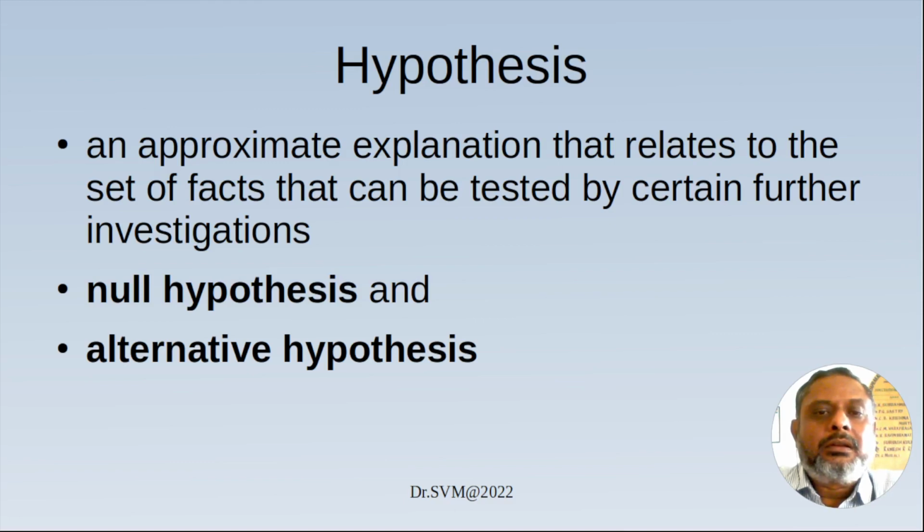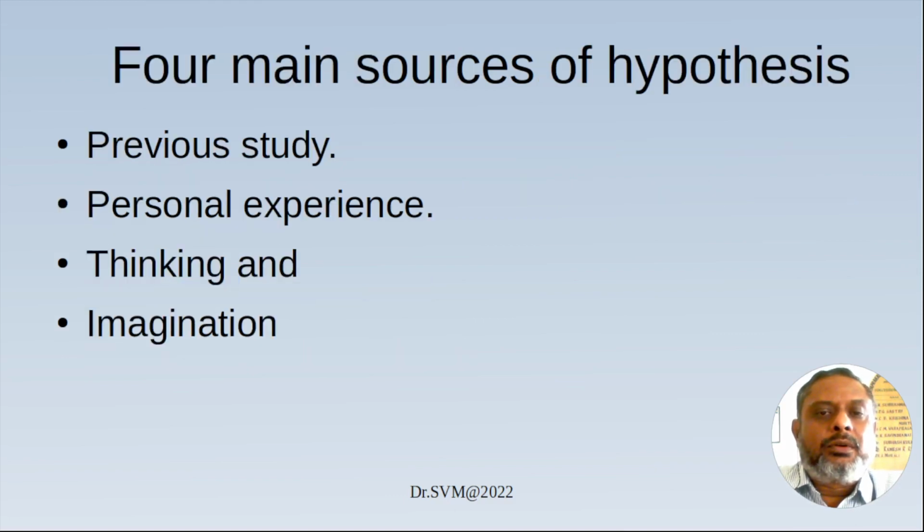Then, a hypothesis is an approximate explanation that relates to a set of facts that can be tested by certain further investigations. And here we have two important things. One is a null hypothesis and the other is an alternative hypothesis. There are four sources of hypothesis: previous study, personal experience, thinking, and imagination. Details follow soon.